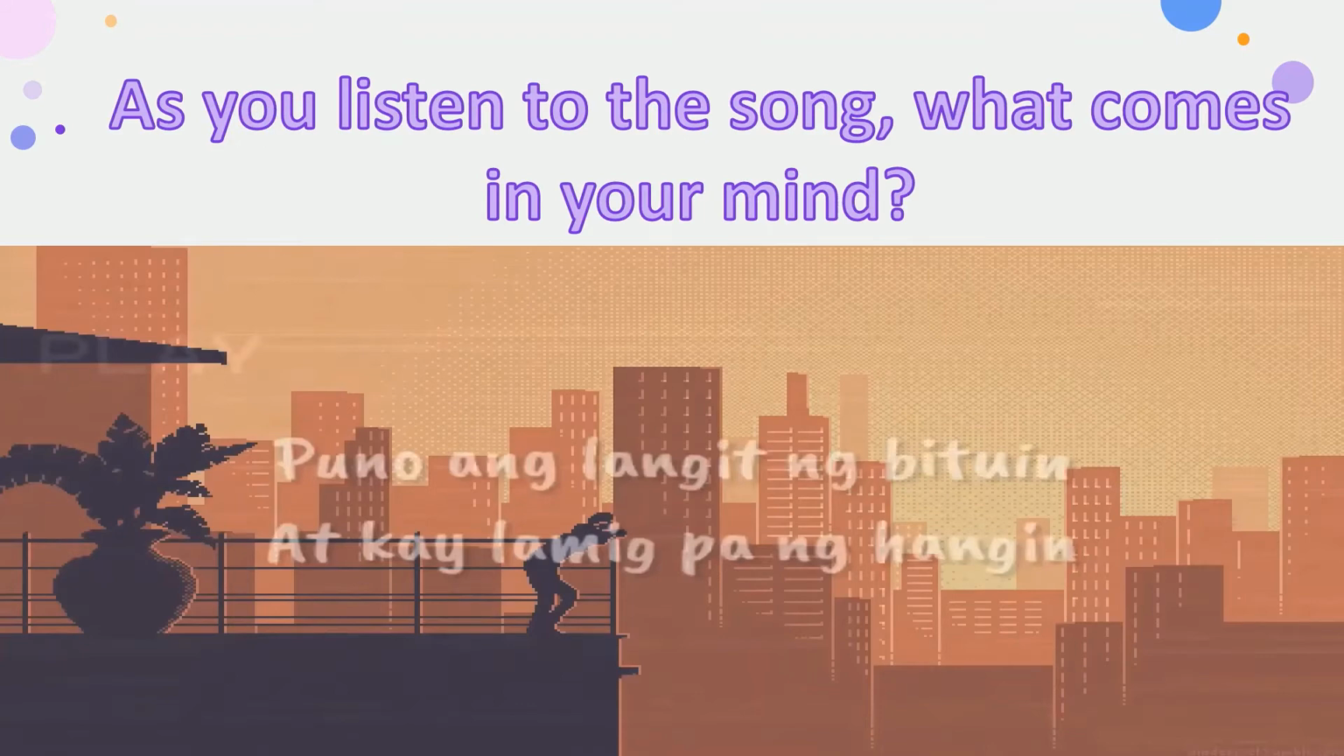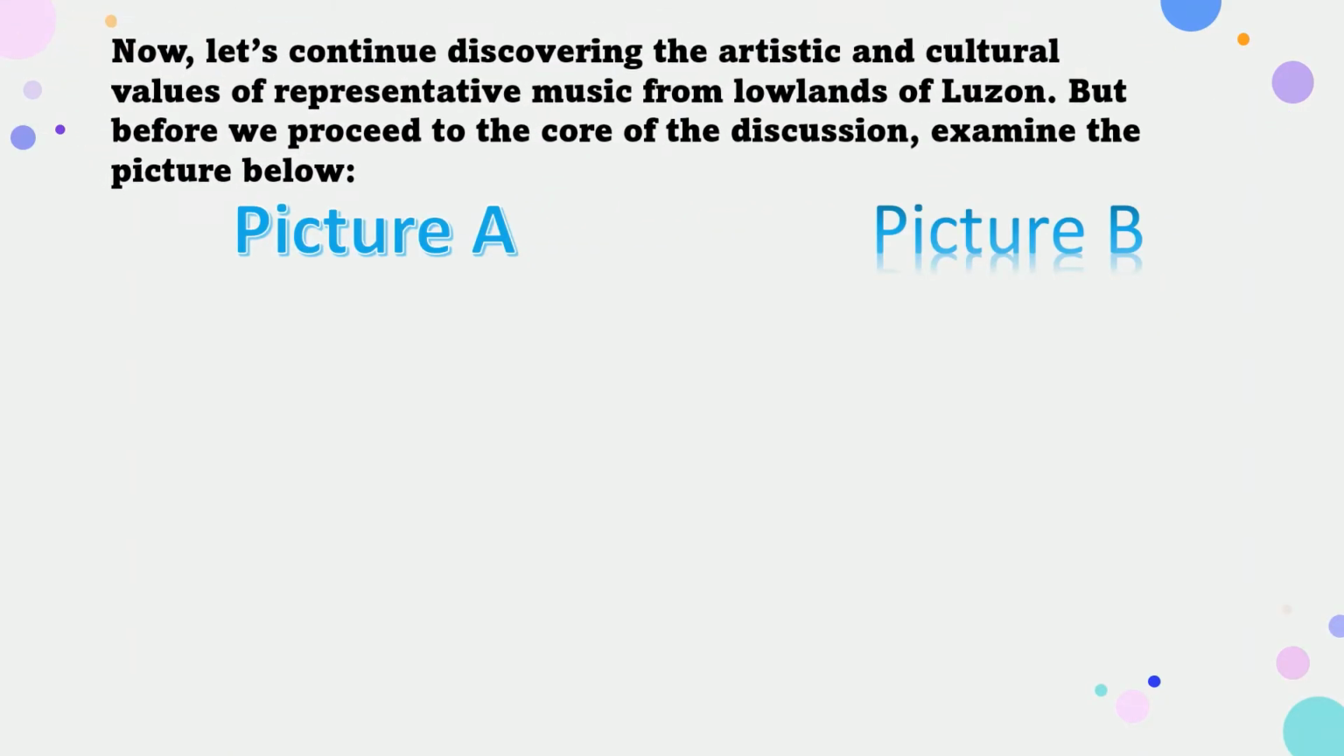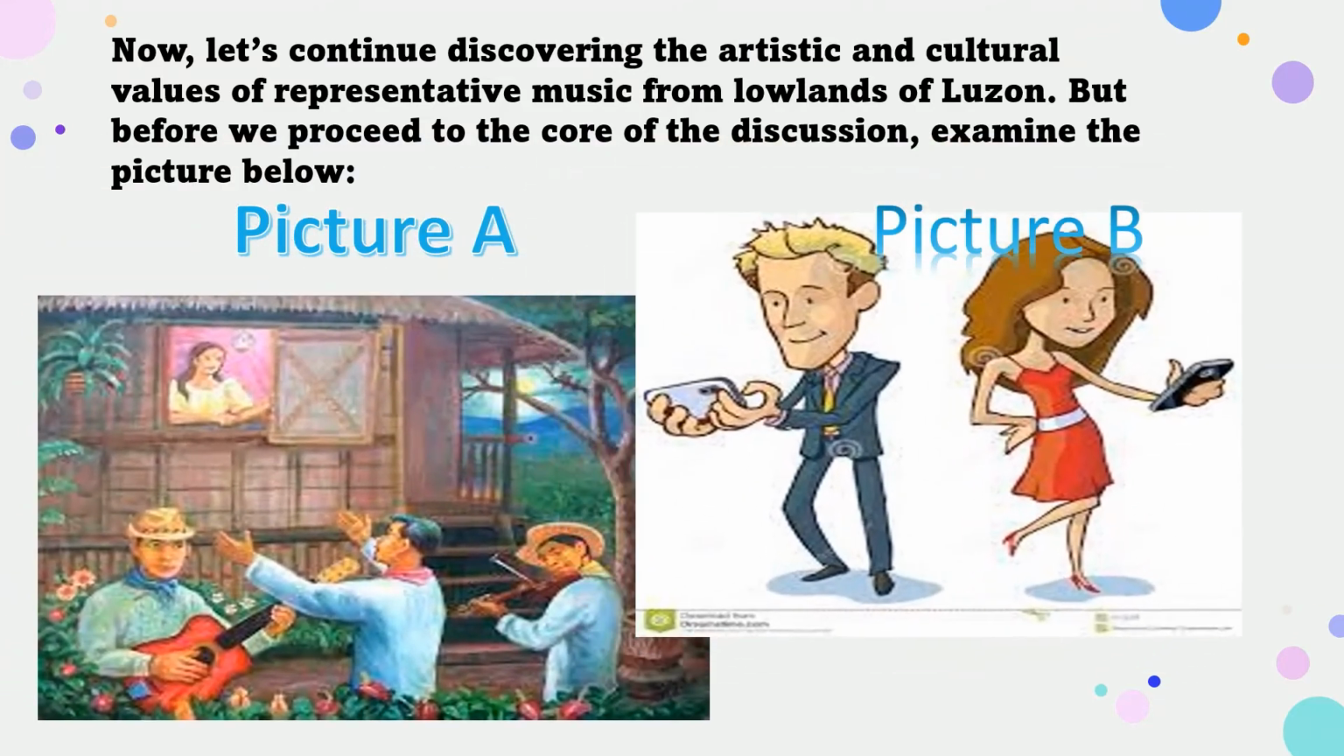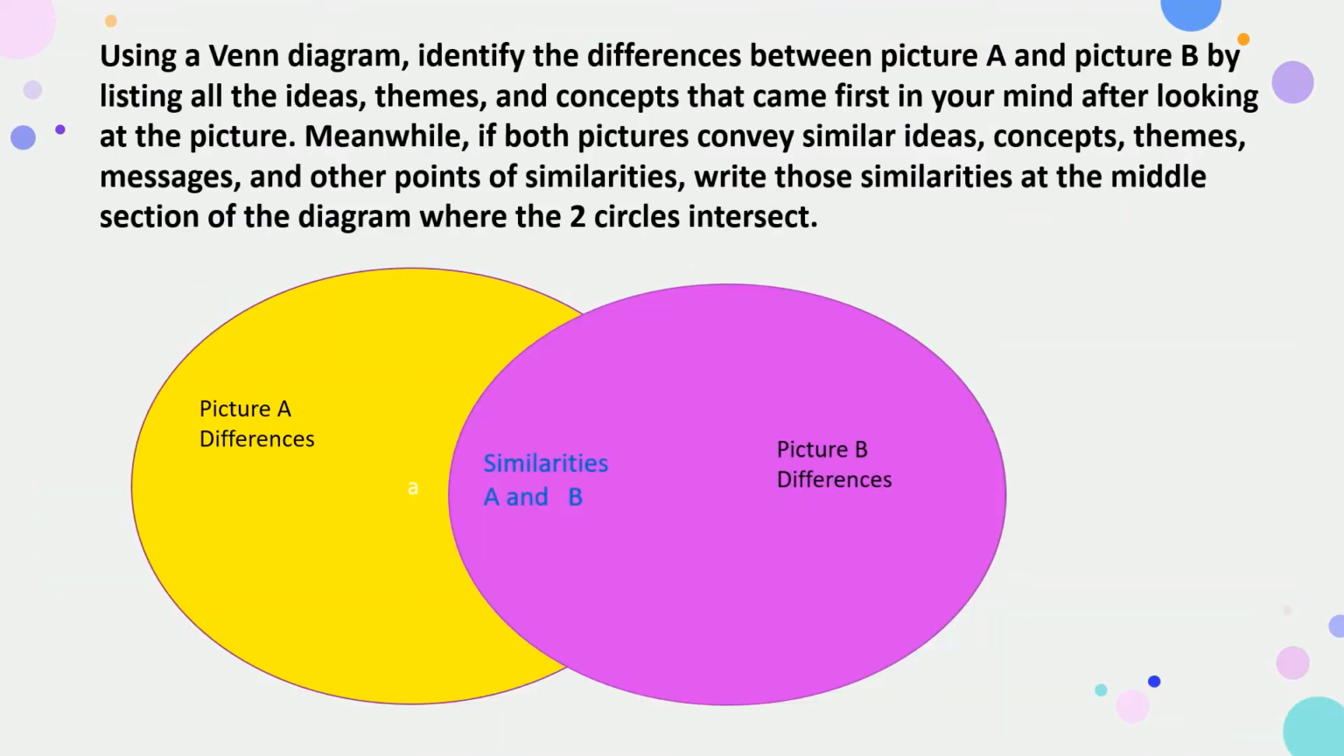As you listen to the song, what comes to your mind? Now, let's continue discovering the artistic and cultural values of representative music from the lowlands of Luzon. But before we proceed to the core of the discussion, examine the picture below. Using a Venn diagram, identify the differences between picture A and picture B by listing all the ideas, themes, and concepts that came first to your mind after looking at the picture. Meanwhile, if both pictures convey similar ideas, concepts, themes, messages, and other points of similarities, write those similarities at the middle section of the diagram where the two circles intersect.